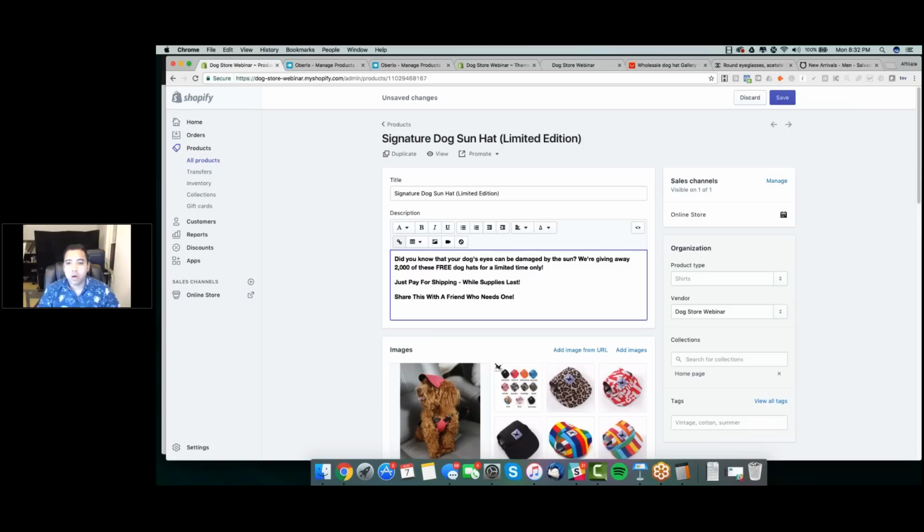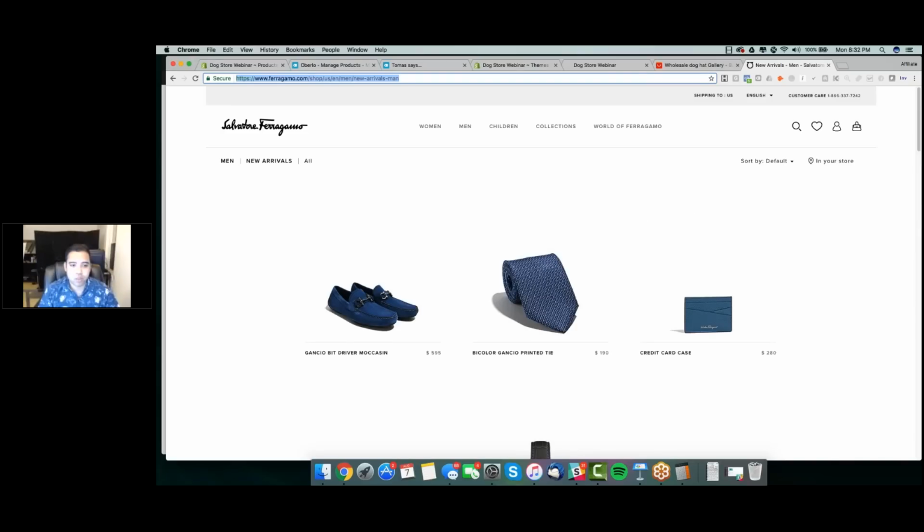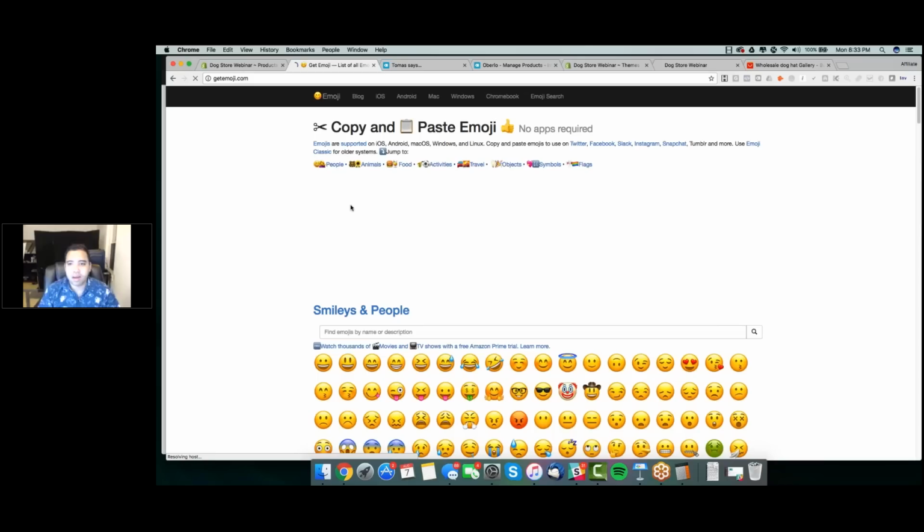Okay. So another thing that I like to do is also use emojis. So I'm going to go to getemoji.com. It's a place where I can find all these different types of emojis. And I'm going to take this ad copy, this boring ad copy, right? Let's see.